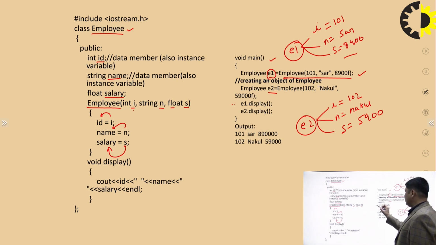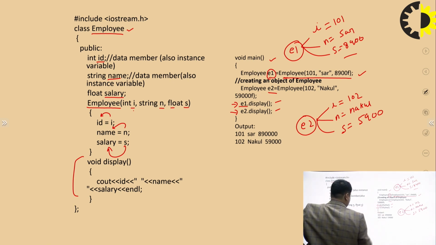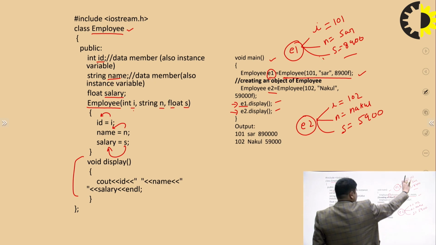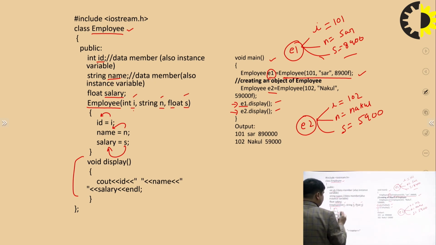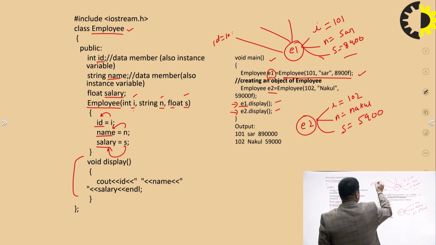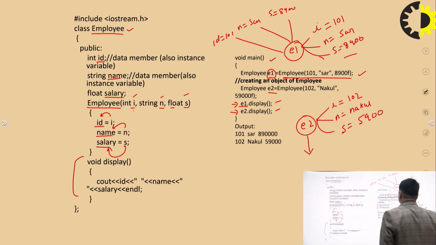Now the E1 dot display and E2 dot display lines will be executed. Whenever these two methods are called, this piece of code will be executed. First, it is executed in the reference of the E1 object. Whenever this code is executed, the values will be transferred to these variables, ID, name and salary. In the case of E1, the value of ID is 101, name is sir, and salary is 8900. Similarly, for the reference of object E2, the ID is 102.